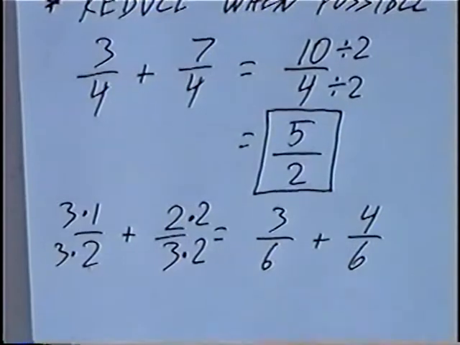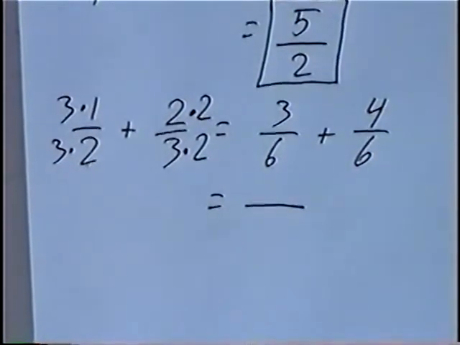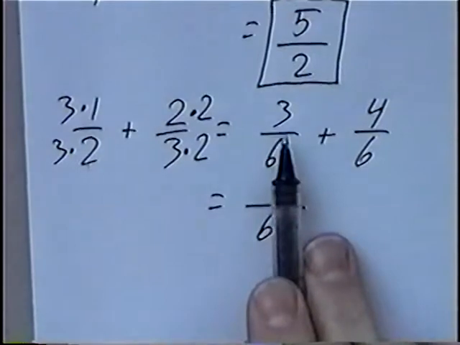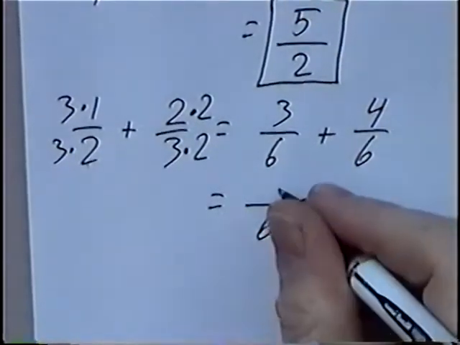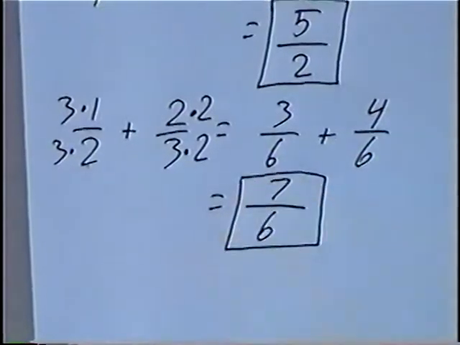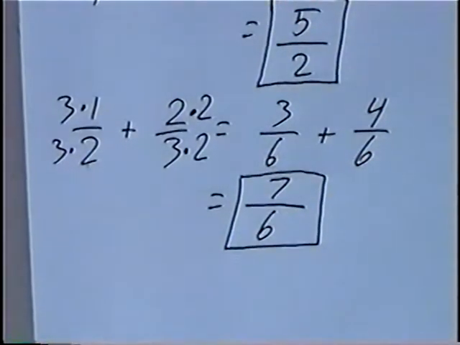After changing denominators, we can add the fractions together. The common denominator 6 would stay the same, and adding the numerators 3 plus 4 would be 7. So our final answer, which cannot be reduced, is 7 over 6.